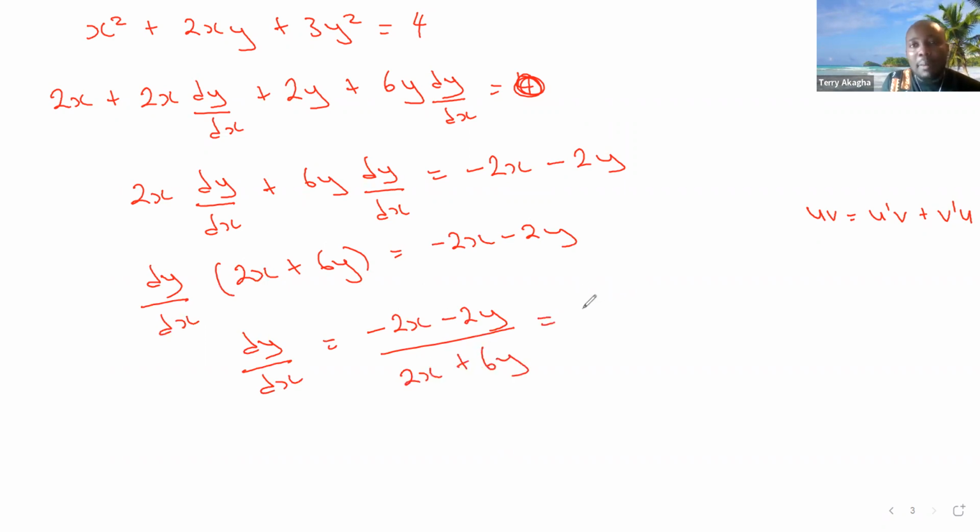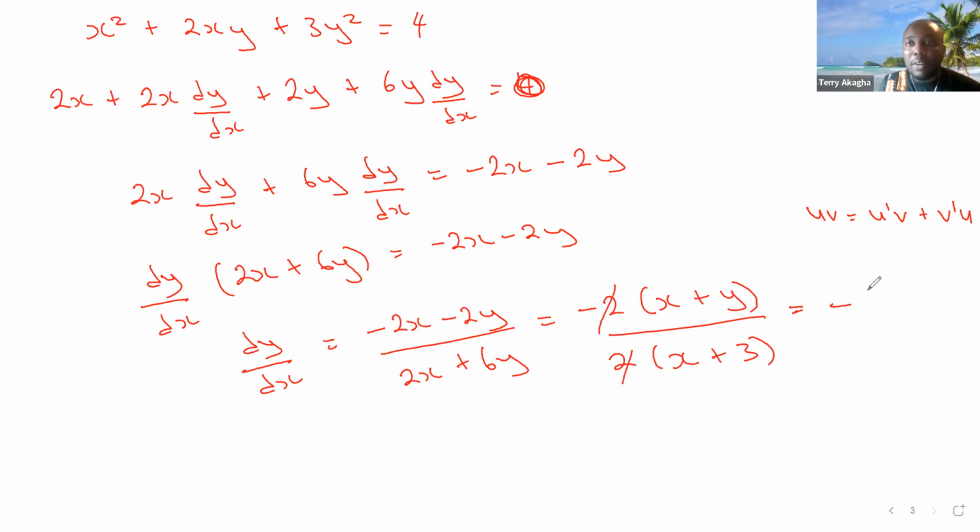You can collect like terms. You have minus 2 times the bracket x plus y, divided by 2 times the bracket x plus 3y. This will cancel this. So it's going to give you minus x plus y divided by x plus 3y. And that will be the answer for that.